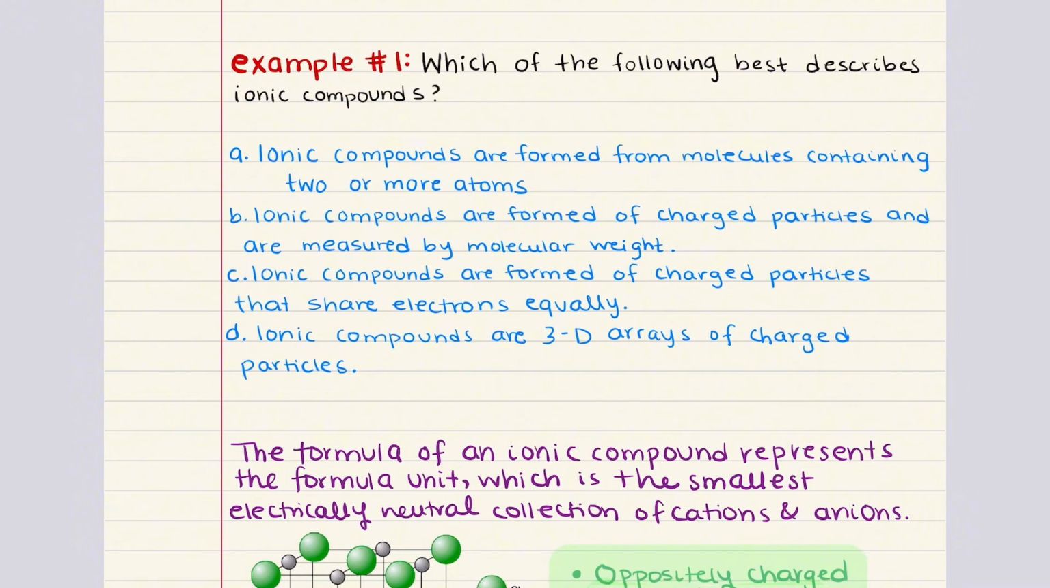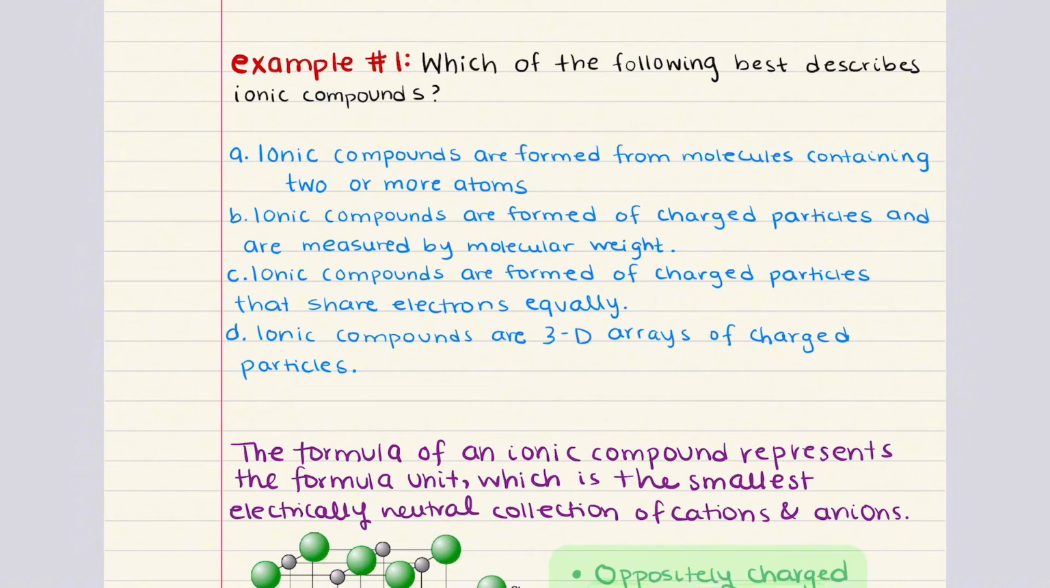So just as a reminder, ionic compounds are formed from the electrostatic attraction between oppositely charged ions. These ions are usually produced when atoms of metals lose electrons to become positively charged cations, and atoms of nonmetals gain those electrons to become negatively charged anions. The strong attraction between these oppositely charged ions hold them together in a solid structure known as an ionic lattice.